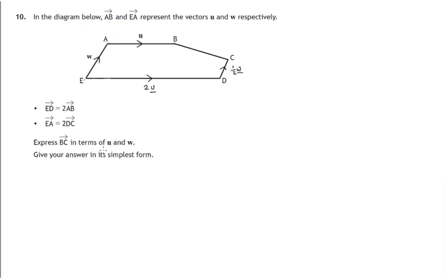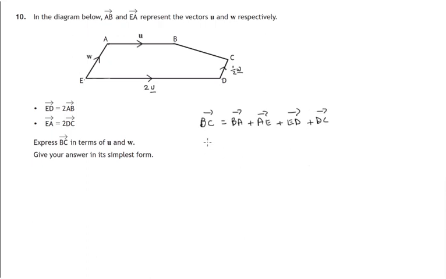So the question asks us to express B to C in terms of U and W. Now the direct route, travelling from B to C, won't help. We have to go the scenic route, which is all the way round this diagram. So we'll take the route from B to C that involves B to A, followed by A to E, followed by E to D, finally followed by D to C.